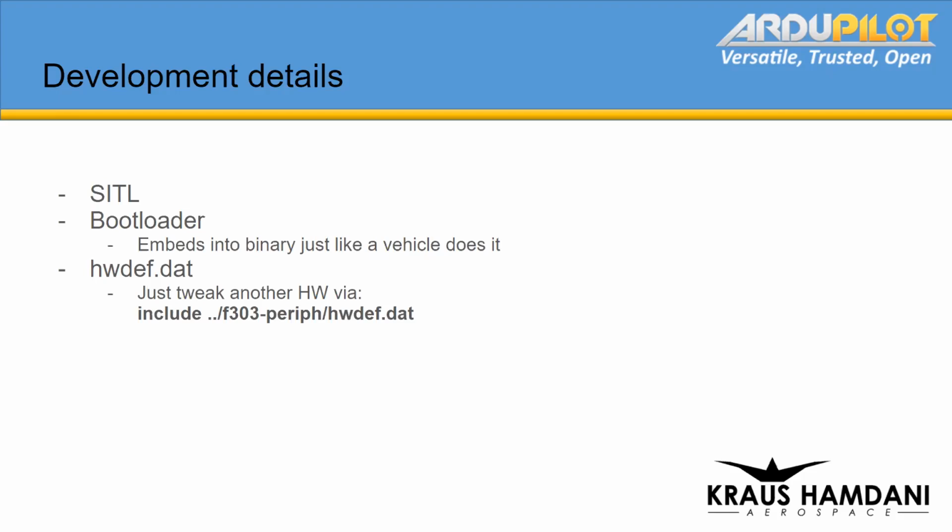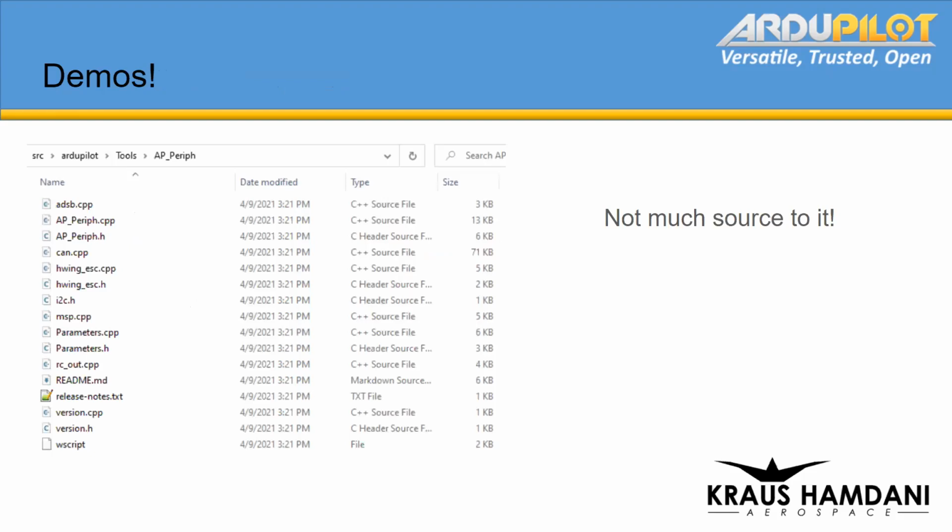So several other products actually do that. They include that and then just tweak a few things. The files are actually quite minimal. Inside the Arduino tools, AP_Periph, this is it. This is the whole folder that runs everything for AP_Periph. You'll notice that the can.cpp is 71K, but everything else is pretty small. And that's a testament to the infrastructure that it's leveraging in Arduino.